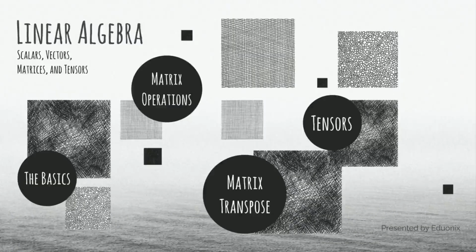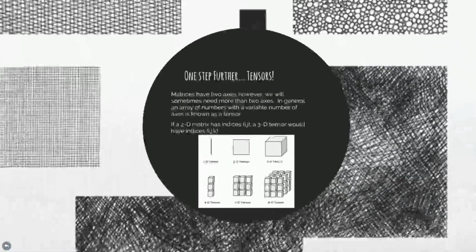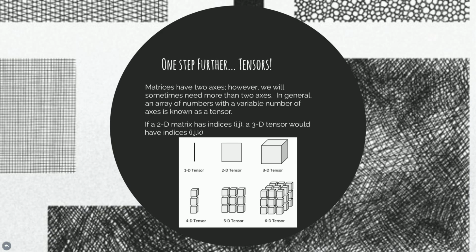That is very common. However, let's take this one step further, or actually several steps further, and cover tensors. So matrices have two axes, and I hope you noticed the trend in the first slide. We went from a scalar, which had no indices, to a vector, which had 1. A matrix had 2. We don't have to stop there. We can keep going. So in general, an array of numbers with a variable number of axes is known as a tensor. So if a 2D matrix has indices ij, a 3D tensor would have indices ijk.